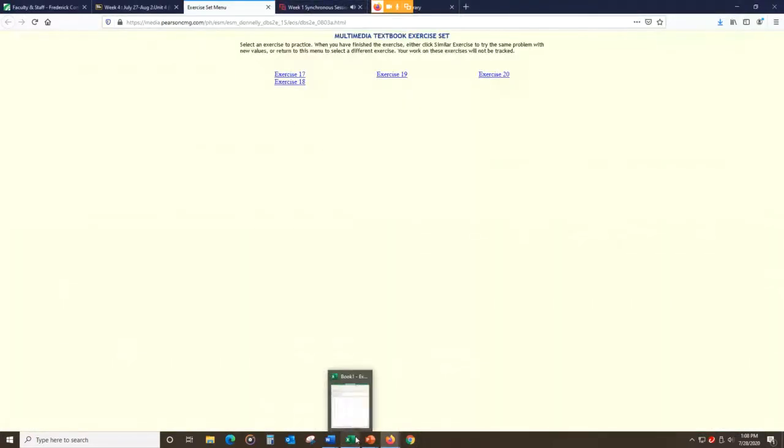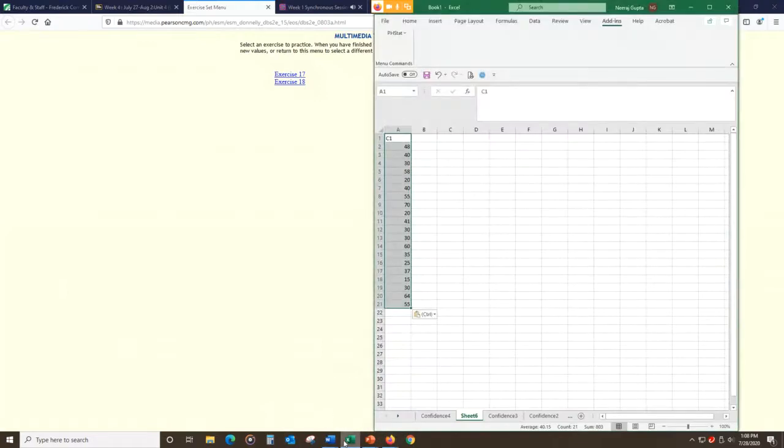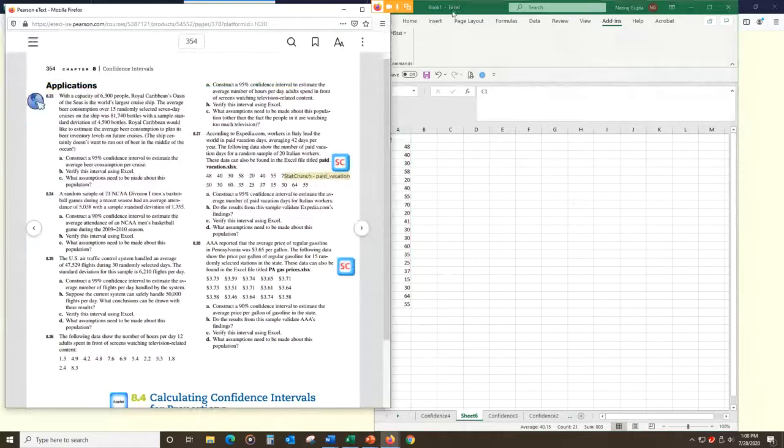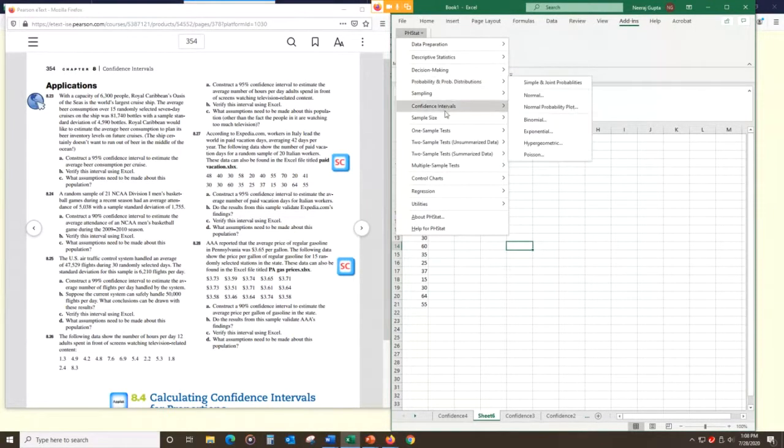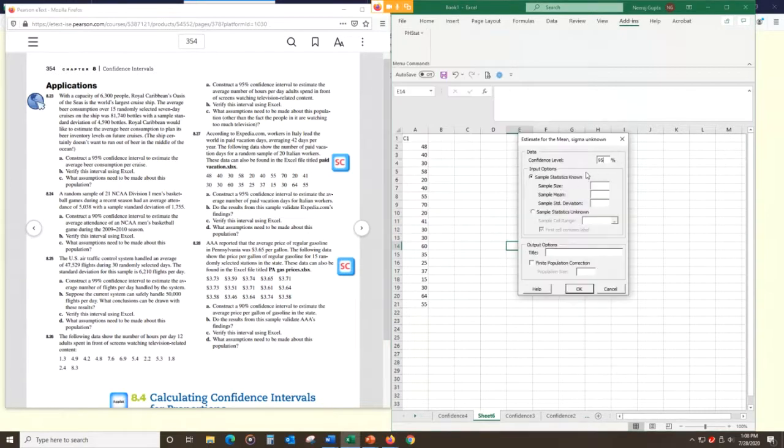Okay, so this is the data I have copied. Let me pull up the problem we had, and we will do it side by side. It says find the 95% confidence interval. So I go to this is mean, so sigma unknown. My confidence level is 95. I'm not given the sample statistic, that is, sample mean and sample standard deviation, so I need to choose this input option.